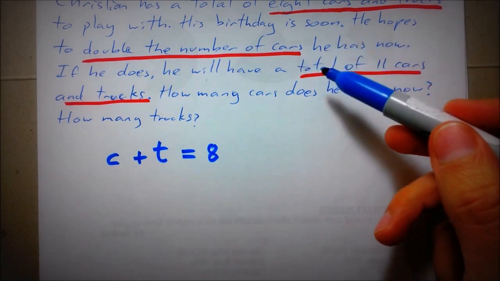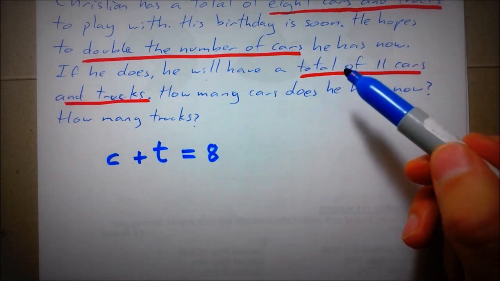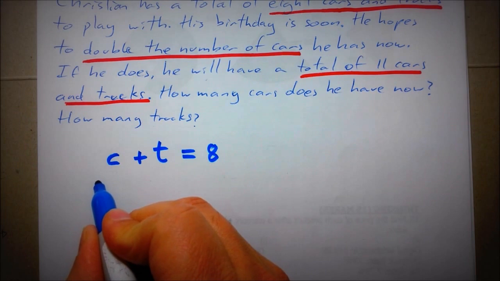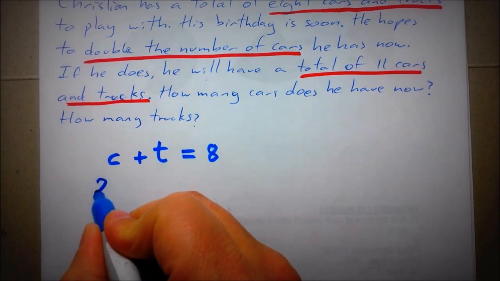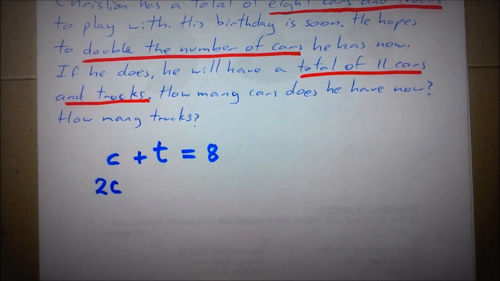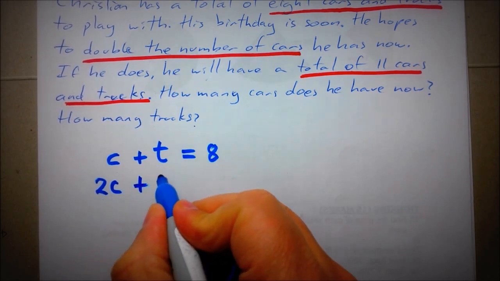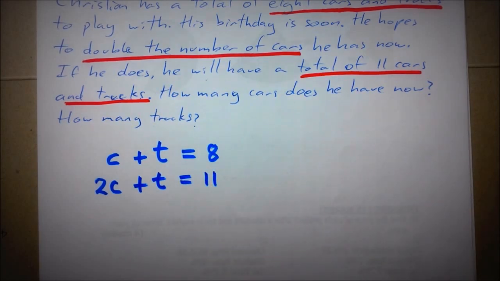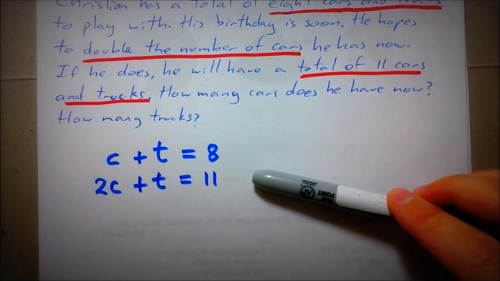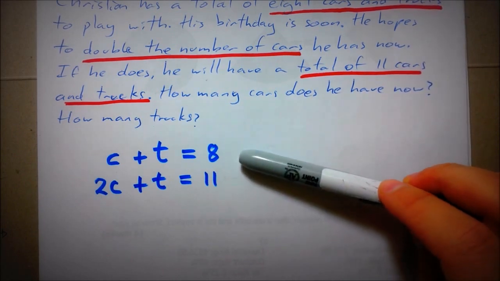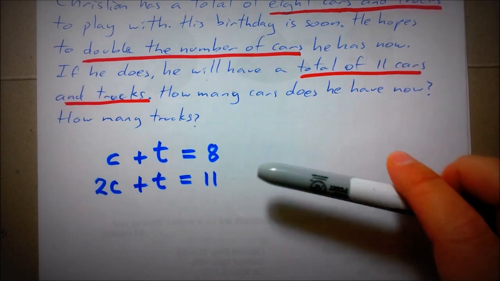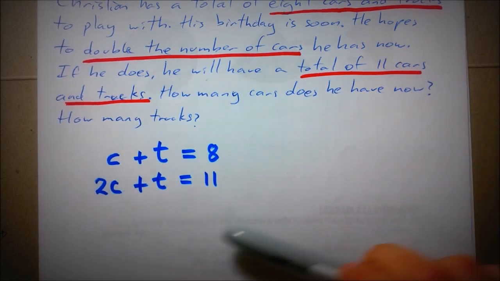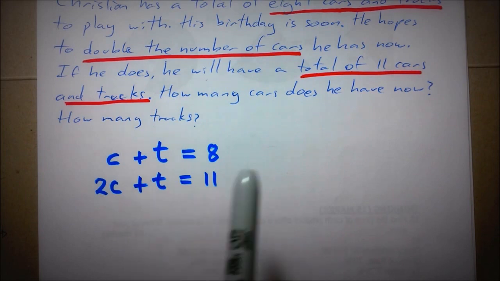And it says later on that he hopes to double the number of cars for his birthday. So we don't know what the original number of cars is, but for his birthday he hopes to double it. So that would mean you would multiply the original number of cars by 2. So 2 times C. And if we add the number of trucks, he is going to have a total of 11 cars and trucks. So there you go. These are 2 original equations, and the question says how many cars does he have now and how many trucks. So at this point, if you got the same equation, then well, good for you. Now try to figure out what the number of cars and trucks is. So let's keep on going.